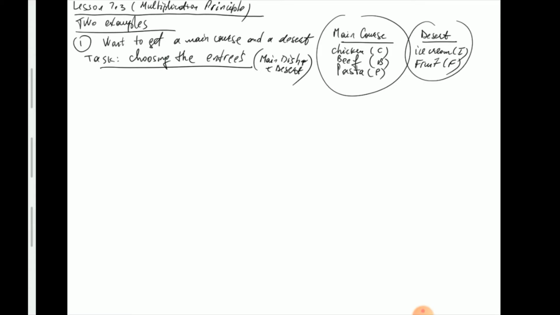So the question is, how many possible combinations of an entry? I shouldn't call it entry because an entry means just one of the two, right? The main course or the dessert. So how many combinations of dining, let's say, right? I mean, your dining experience will consist of a main course and a dessert. How many combinations can you have given these choices? So let's actually write them down.